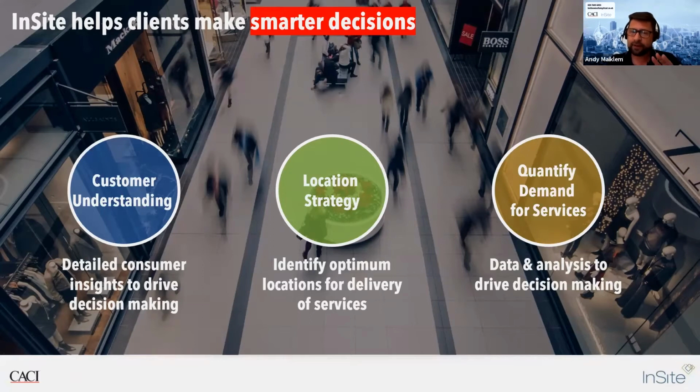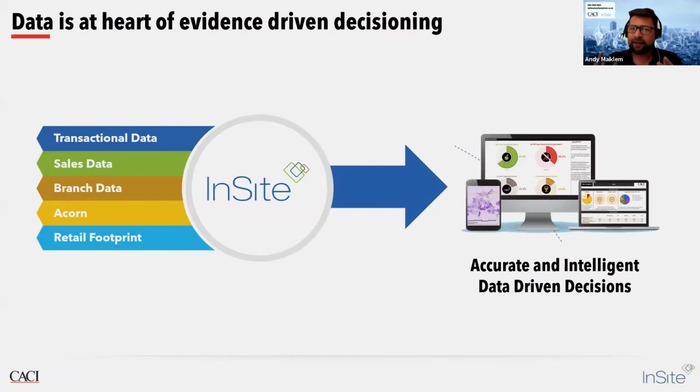So far, I've been saying how InSite is an enabler of our data. But if you really want to start seeing value from data, then blend it. InSite seamlessly blends market, site, consumer, demographic, third-party data, and your own data. In this example, I'll be using transactional data, sales and branch data, and Acorn and retail footprint. And once this data has been blended in InSite, it supports accurate, intelligent, data-driven decisions.